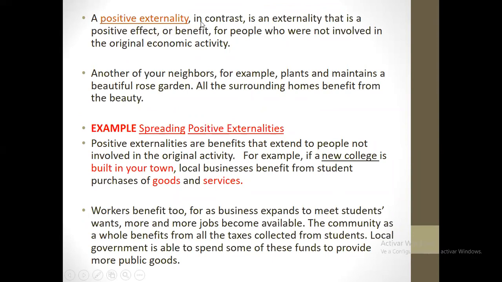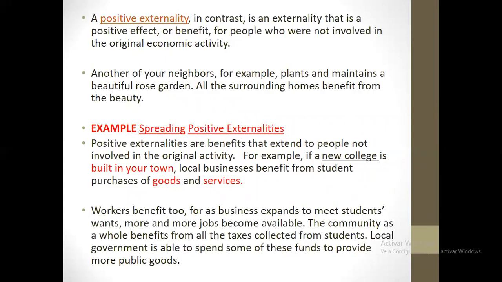A positive externality, in contrast, is an externality that is a positive effect or benefit to people who were not involved in the original economic activity. Another example: your neighbor plants and maintains a beautiful rose garden. All the surrounding homes benefit from the beauty. Now, there's another example: spreading positive externalities. The government is the one who is involved in this action. Positive externalities are benefits that extend to people not involved in the original activity. And over here, there's an example.